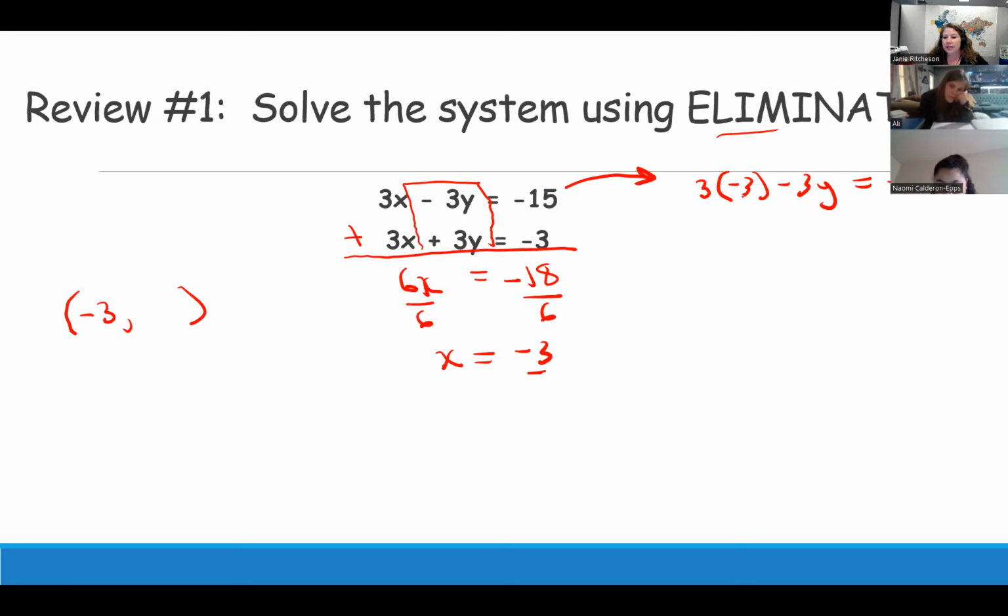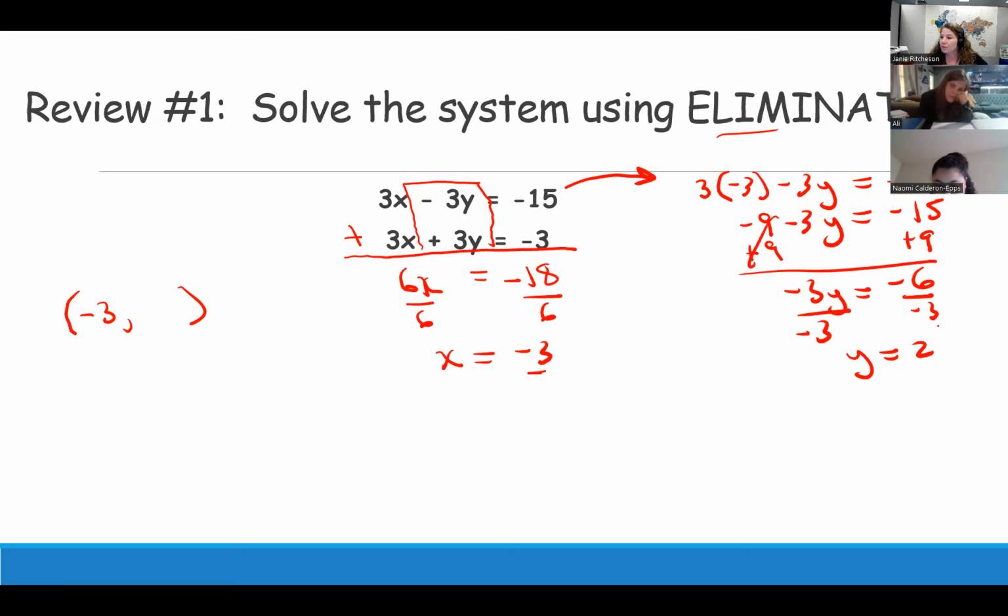So 3 times negative 3 is negative 9, minus 3y equals negative 15. Now I'm going to add 9 to both sides, and I get negative 3y is equal to negative 6. Then when I divide both sides by negative 3, I see that y is equal to 2. So now I have my x value and my y value, and that is the solution right there.